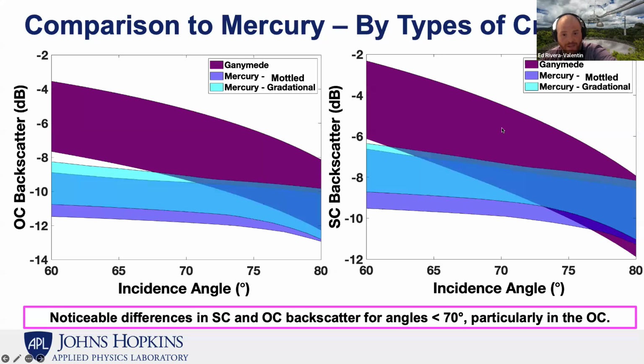These are just comparing model fits and the actual backscatter that we're seeing over these regions. We are looking at potential differences between the backscattering of Ganymede as compared to the Mercury muddled-looking craters and the Mercury gradation-looking craters. Specifically in SC, you see that at incidence angles less than about 65 degrees, there starts to exist a nice deviation between those two. For OC, the deviation starts earlier, at about 70 degrees. And that deviation is true, at least at that 2 sigma level.